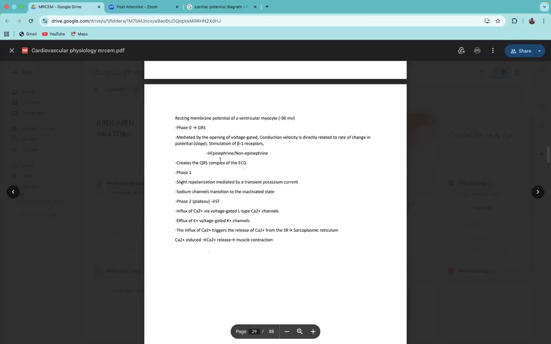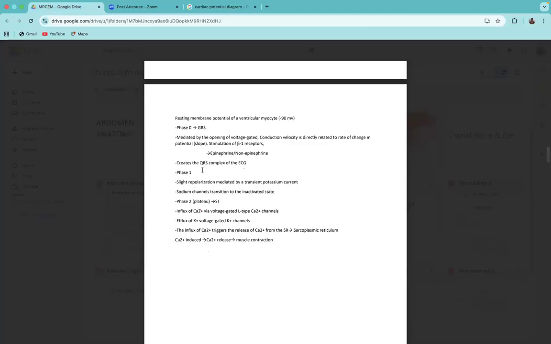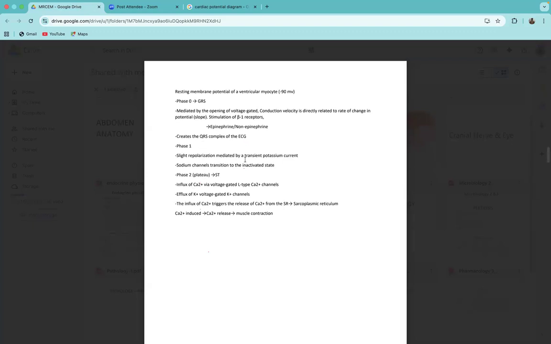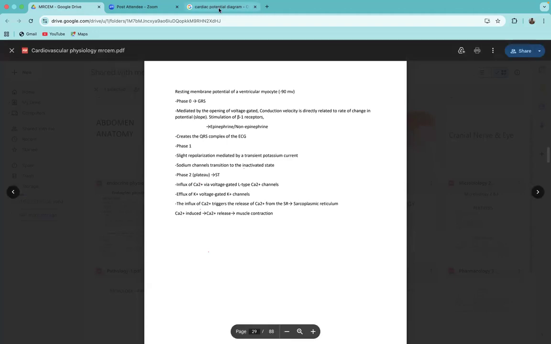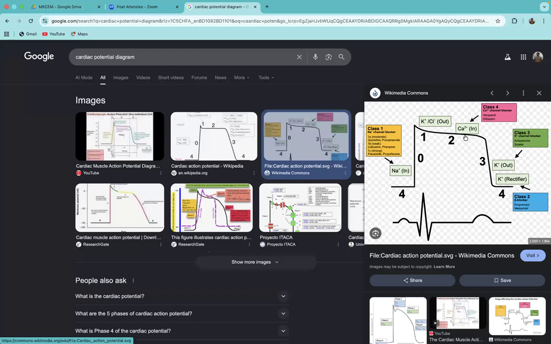Okay, so phase 0 is basically QRS, and in phase 1, we have seen the slight depolarization, which means the potassium current and sodium channels transition to the inactive state. In phase 2, there is a plateau. This is phase 2, the plateau, which in the ECG causes the ST segment. This is QRS and this is T. The ST segment is produced during the calcium influx into the cell.